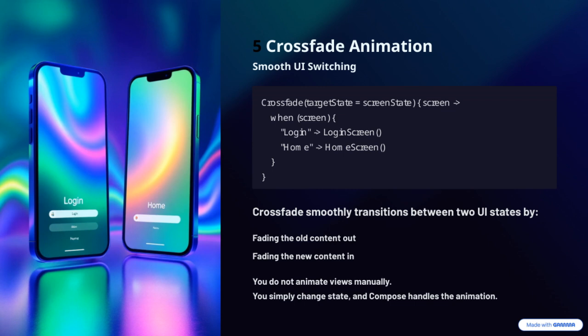It allows for smooth transitions between two UI states, like switching from a login screen to a home screen. You simply specify the target state, and Compose handles the rest. As you can see in this example, you use crossfade and pass in the target state, and then define what UI should be shown for each state. The beauty of this is that it creates a smooth, polished user experience without complex manual animations.